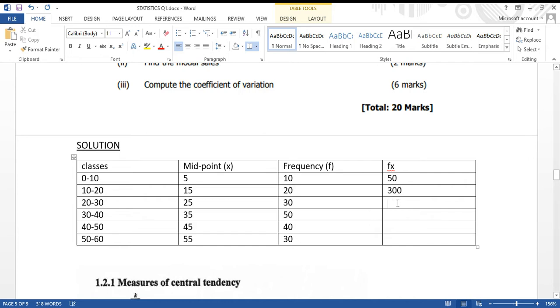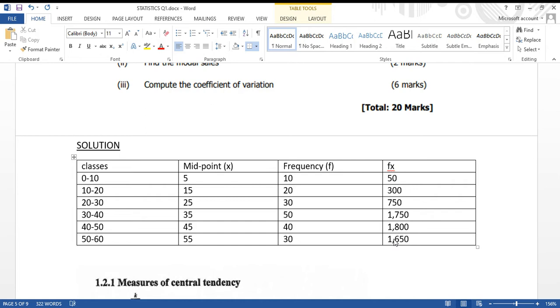25 times 30 is 750. 35 times 50 is 1,750. 45 times 40 is 1,800. And then 55 times 30 is 1,650.